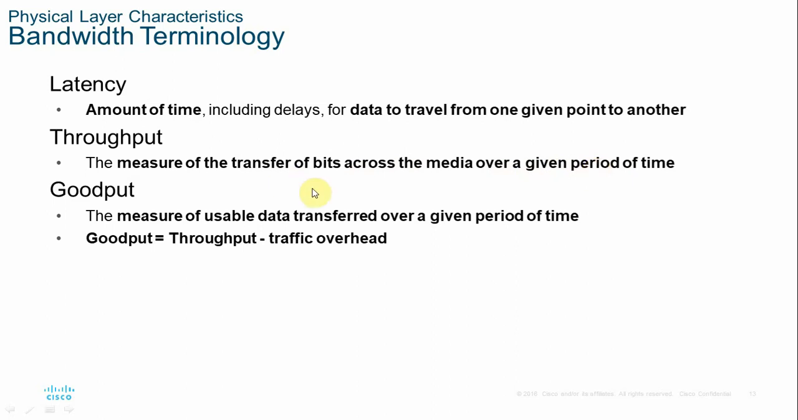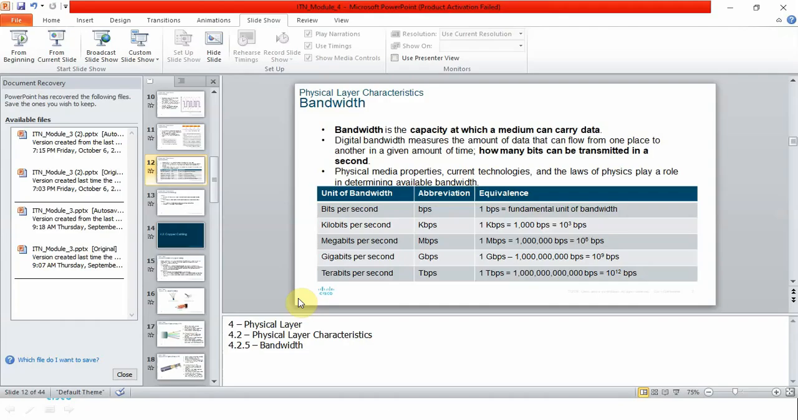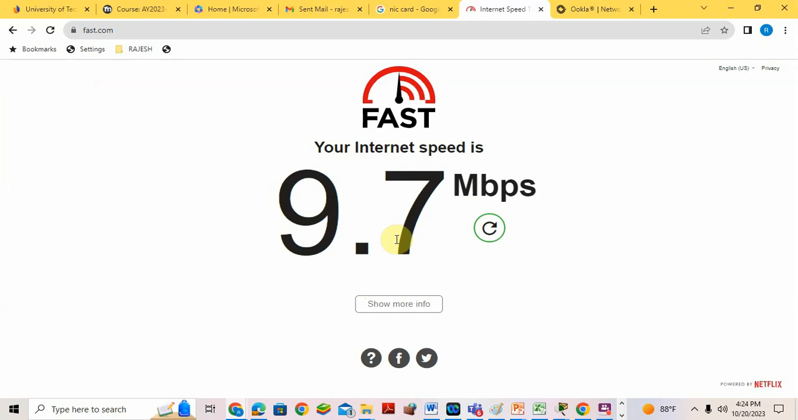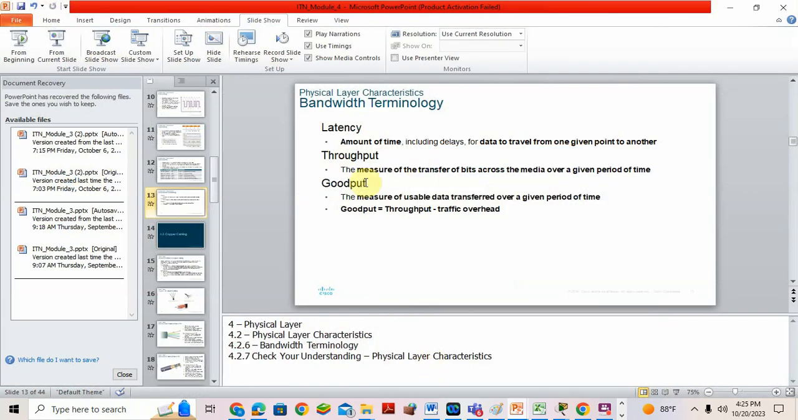Goodput means, usually we will say that I have a 50 Mbps connection, but you will not get 50 Mbps every time. I also have this; they told me I will get 50 Mbps, but every time I am not getting 50 Mbps. Sometimes I am getting 3, and what I am getting now is only 9.7. Because this is the actual speed. That actual speed is called goodput.